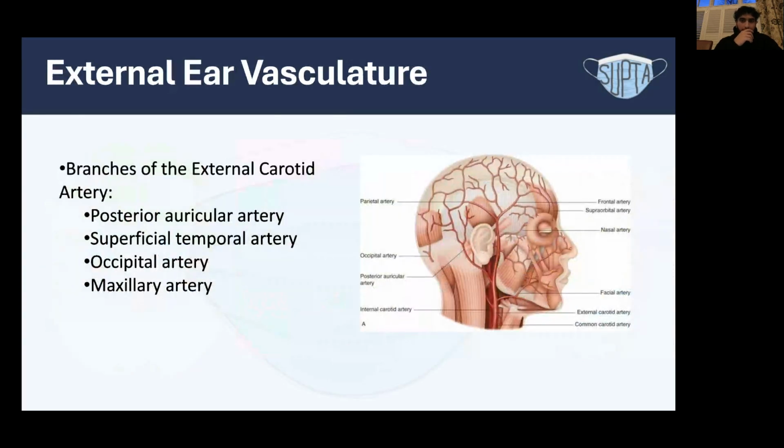In terms of the external ear vasculature, it's all done by the external carotid artery. So we have our posterior auricular artery, which just goes posterior to the auricle. We have our superficial temporal artery, which is just anterior of the auricle. We have our occipital and also our maxillary, which is quite deep there, so I'm not sure if you can see that. In terms of venous drainage, it follows the arteries as listed above.